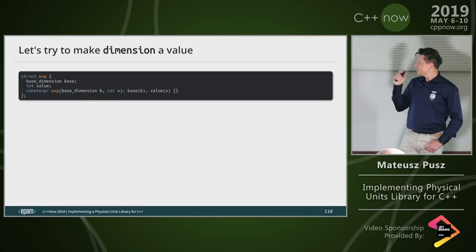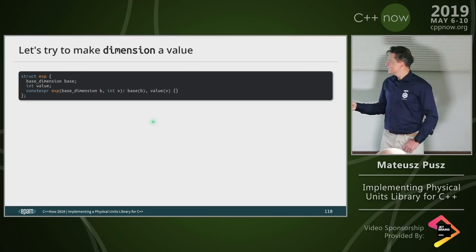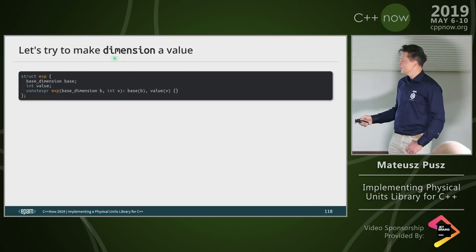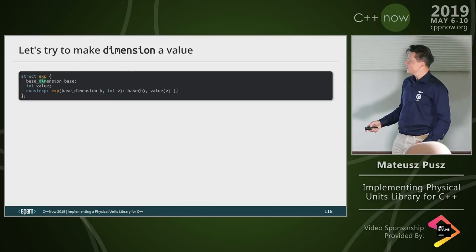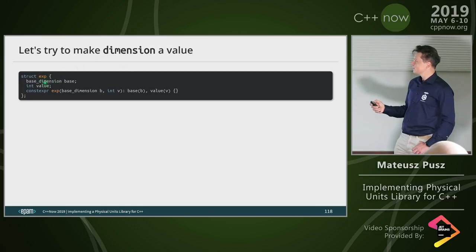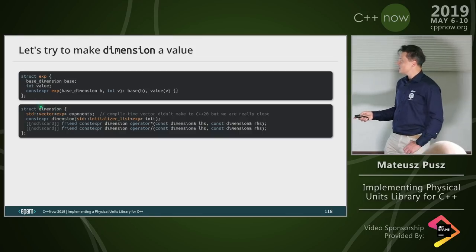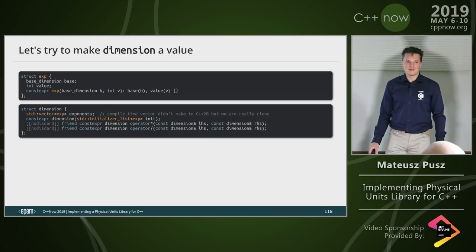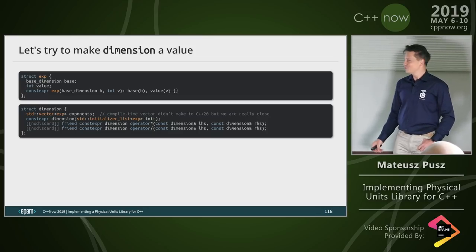But let's not stop on this one. Let's try to make all the dimensions a value type. So let's make exponent using base dimension and value. Let's make the dimension store a compile-time vector that unfortunately didn't make it to C++20, even though we hoped, but we are really close to making it work in a compile-time context.